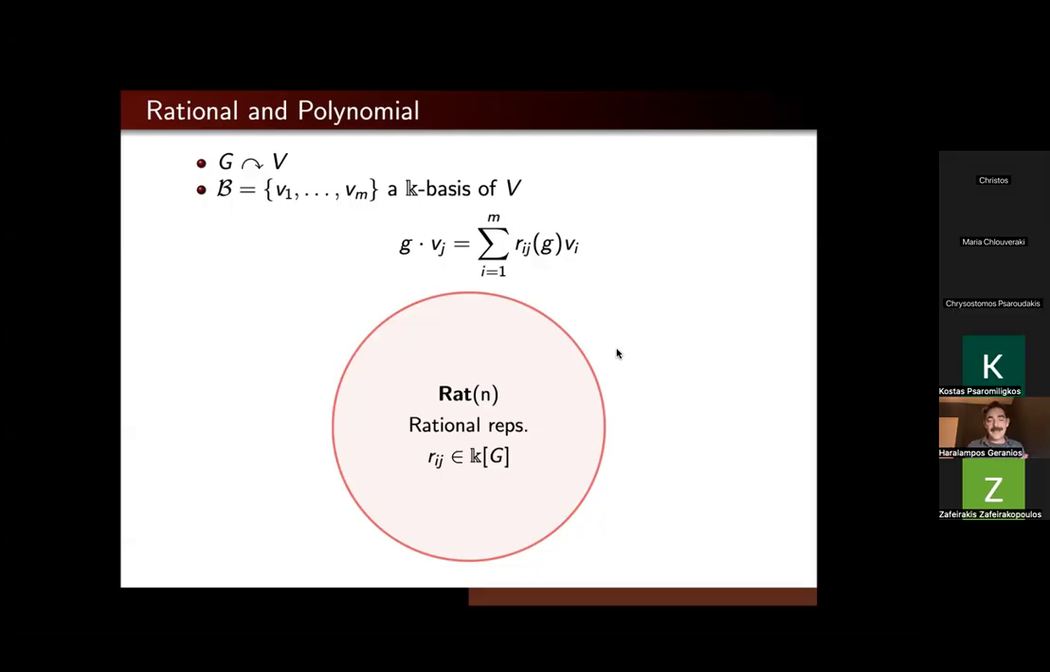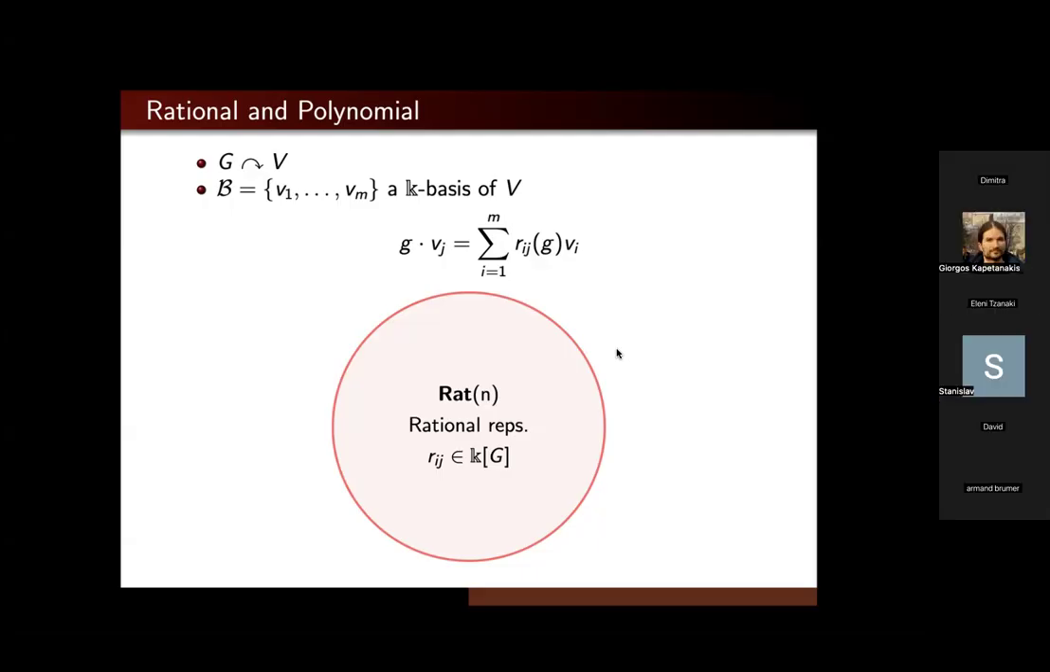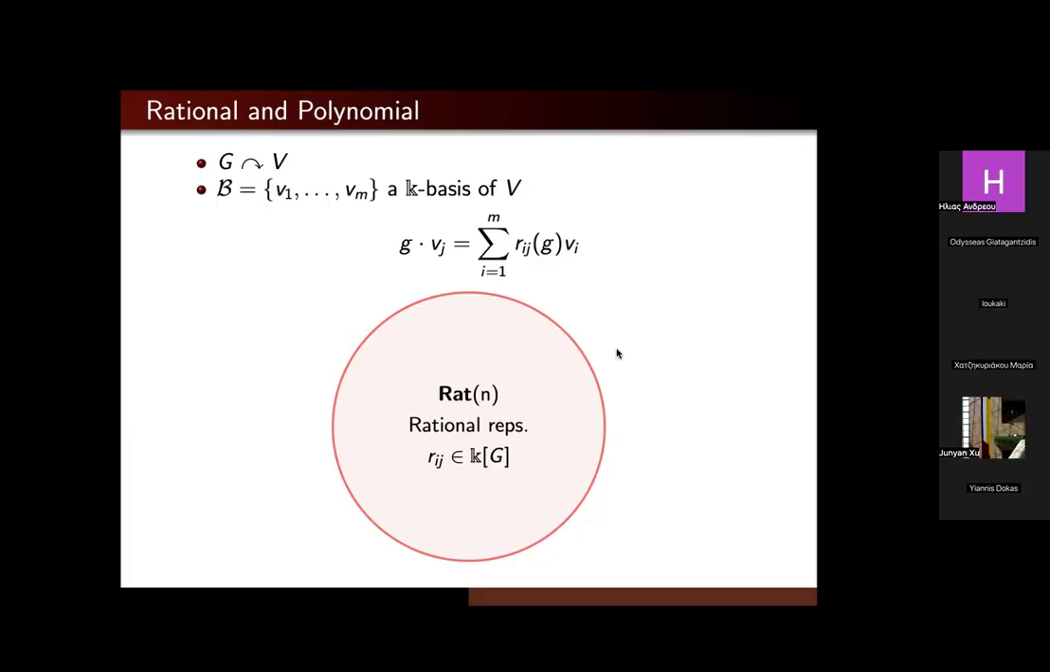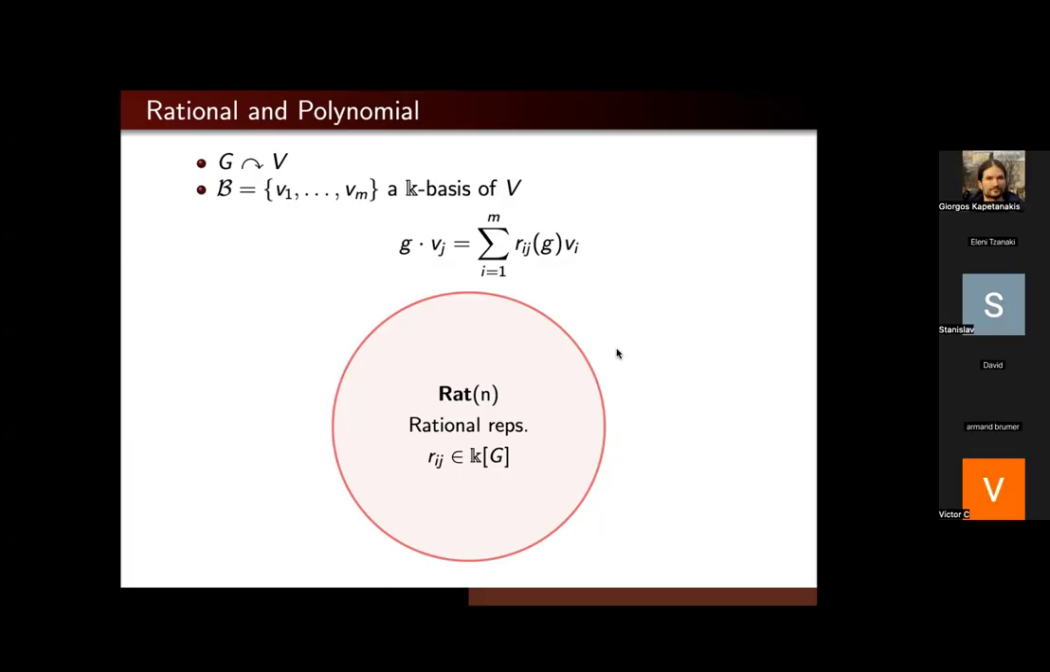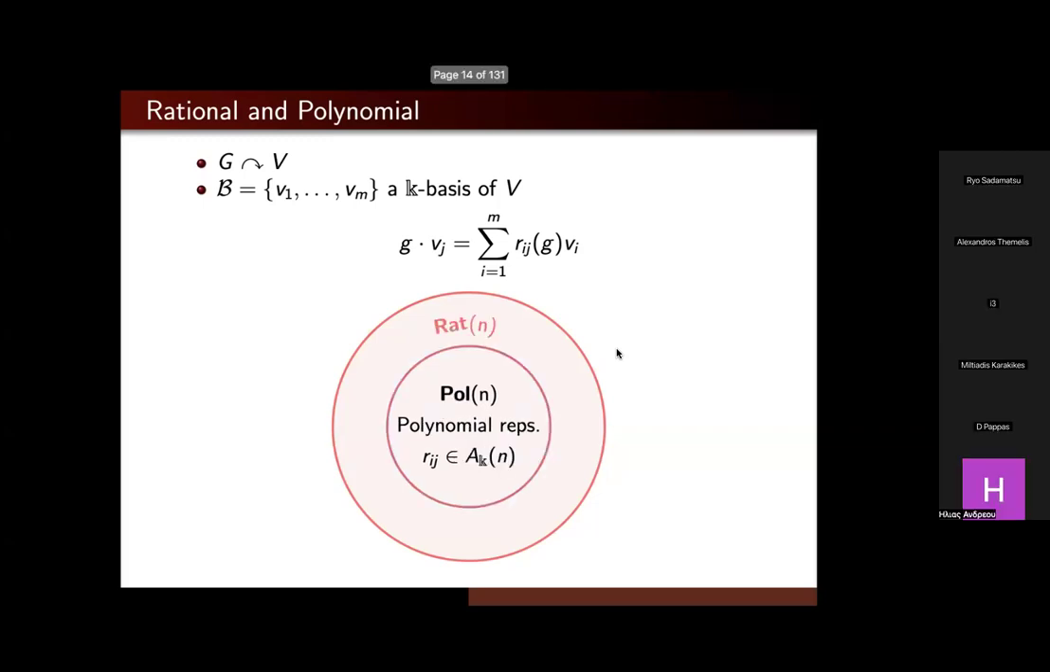When you work with GL_n, you can sort of refine this. I have this big algebra, the coordinate algebra, generated by the coordinate functions and also the inverse of the determinant. Also, I have a subalgebra, the polynomial algebra, generated only by the coordinate functions. And if it happens that all the coefficient functions, all the r_ij, are inside this polynomial algebra, then we say that we have a polynomial representation.